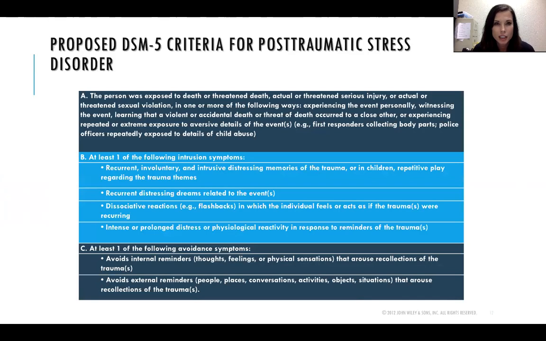So this is the criteria. Person was exposed to death or threatened death, so they've experienced a horrible situation. They're having at least one of the following intrusion symptoms, including involuntary and intrusive memories of the trauma, or repetitive play regarding trauma themes, recurrent distressing dreams related to the events, dissociative reactions, for example, flashbacks or spacing out and blacking out, in which the individual feels or acts as if the traumas were reoccurring, and intense or prolonged distress or physiological reactivity in response to the reminders, and at least one of the following avoidance symptoms. So avoiding internal reminders, thoughts, feelings, and physical sensations that arouse recollections of the trauma, or avoiding external reminders, people, places, conversations, activities, objects, situations that arouse recollections of the trauma.